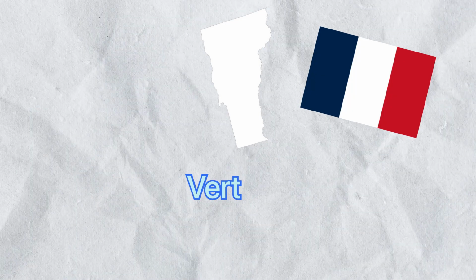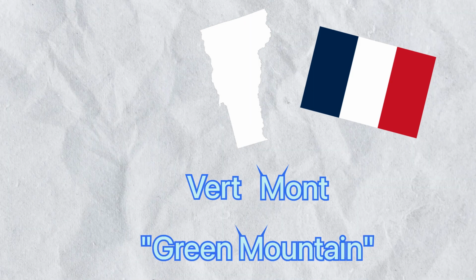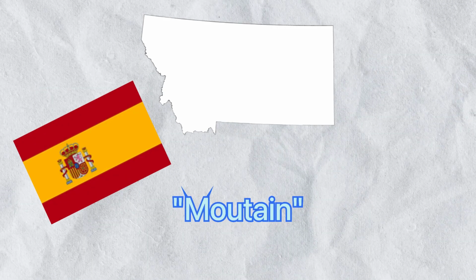Vermont, on the other hand, is a combination of two French words, vert, which means green, and mont, which means mountain. So Vermont literally translates to green mountain. Nevada is a Spanish word for snowy, describing the snow-clad mountains. Similarly, Montana doesn't have any fancy meaning, but directly translates to mountain in Spanish.